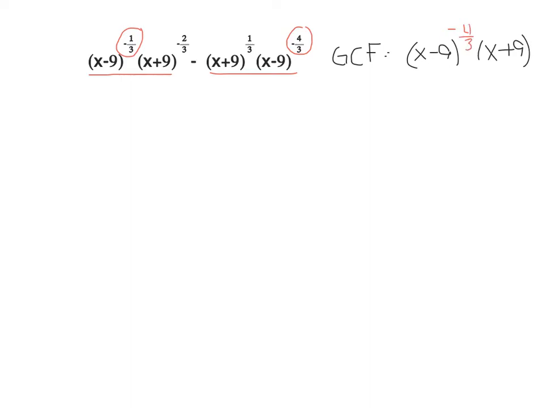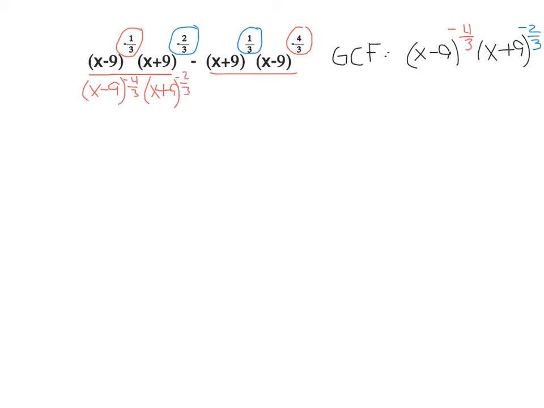Now for the x plus 9s, we have a negative 2/3 and a positive 1/3. So out of those two, the smallest is the negative number, so negative 2/3 will be the exponent for that one. Now what I'm going to do is write down the greatest common factor underneath each of these two terms, aligning the common factors. So x minus 9, that was a negative 4/3, and x plus 9, a negative 2/3.